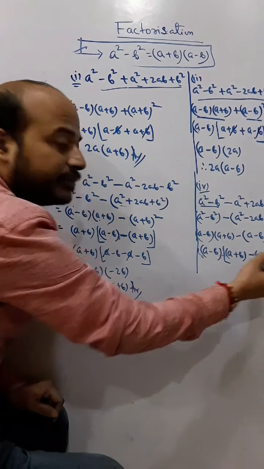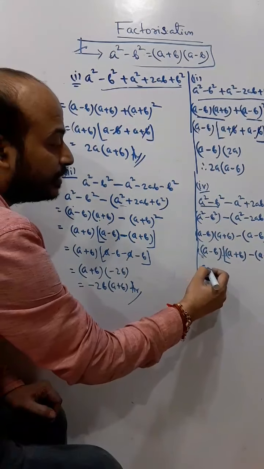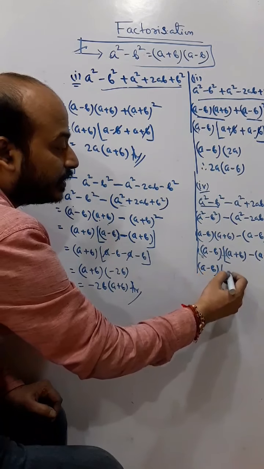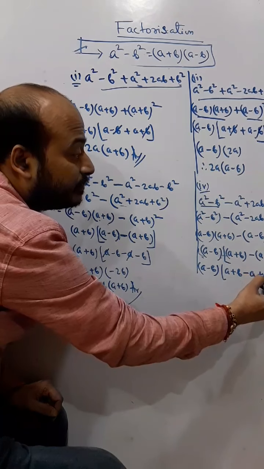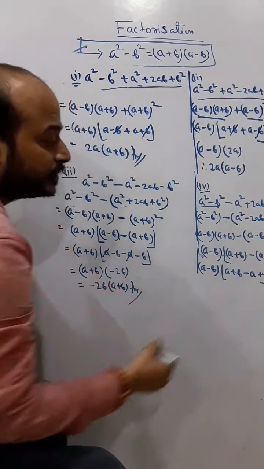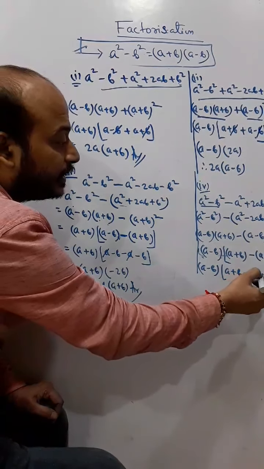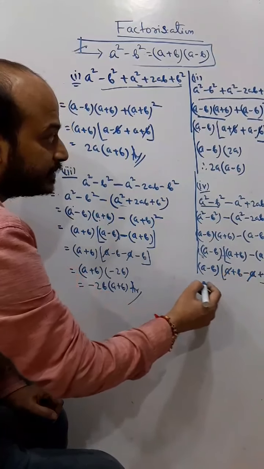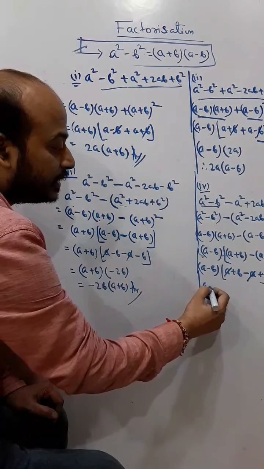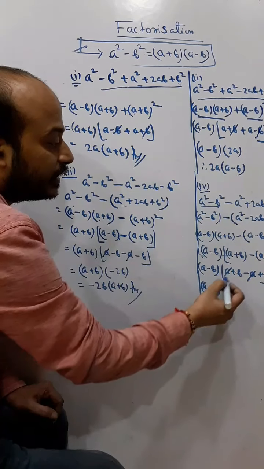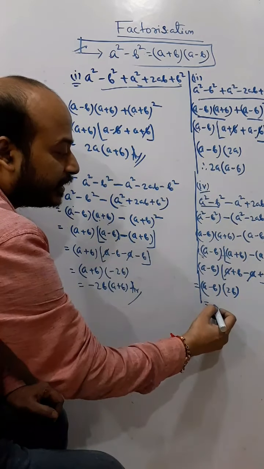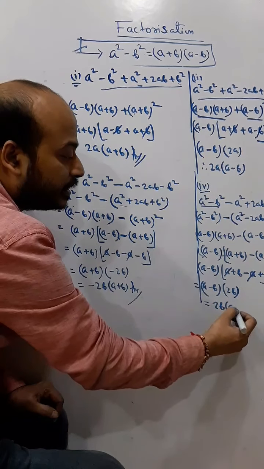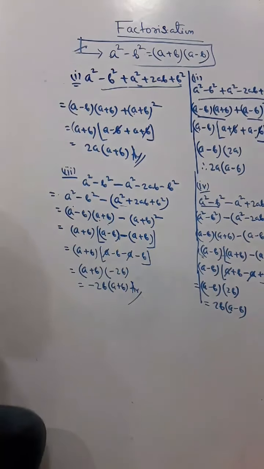a minus b. And a minus b, I get a plus b minus a, and this becomes plus b, and then a and a get cancelled. I get a minus b and 2b. So finally my answer is 2b and a minus b. Okay.